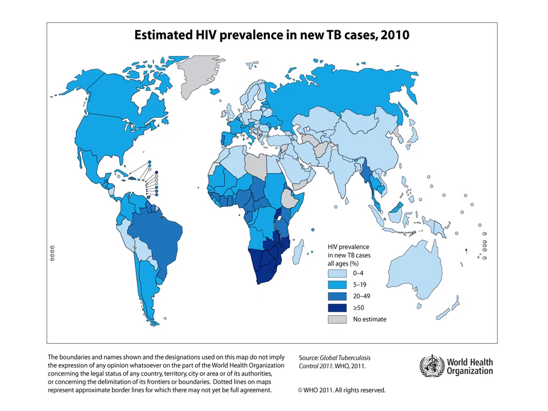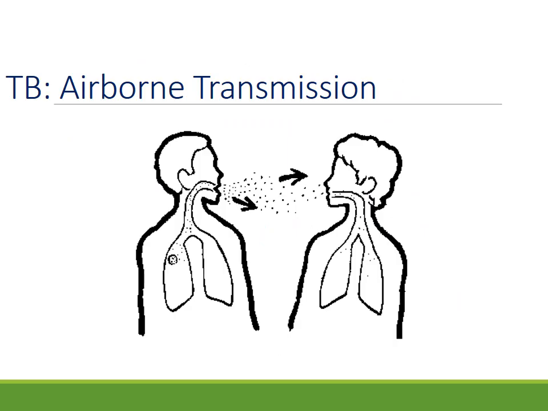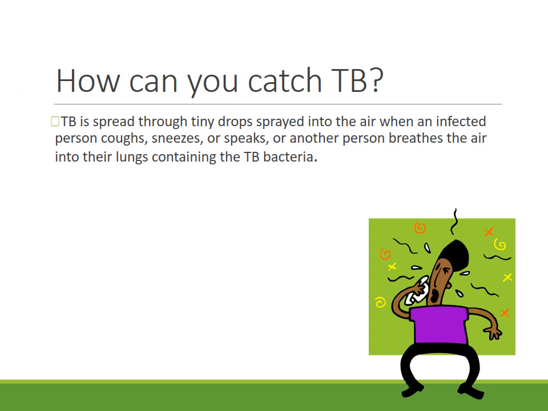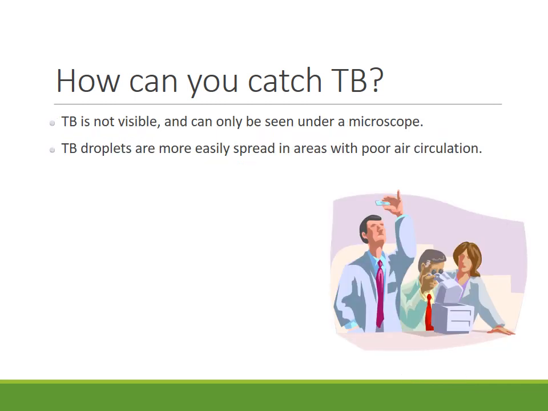TB has an airborne transmission. How can you catch TB? TB is spread through tiny drops sprayed into the air when an infected person coughs, sneezes, or speaks, and another person breathes the air containing the TB bacteria into their lungs. TB is not visible and can only be seen under a microscope. TB droplets are more easily spread in areas with poor air circulation.